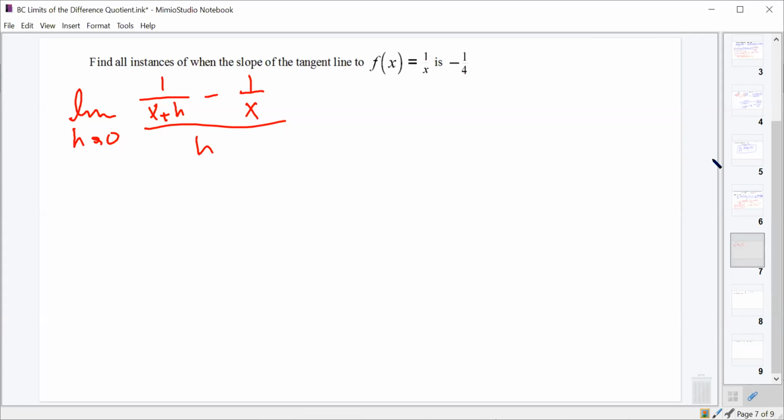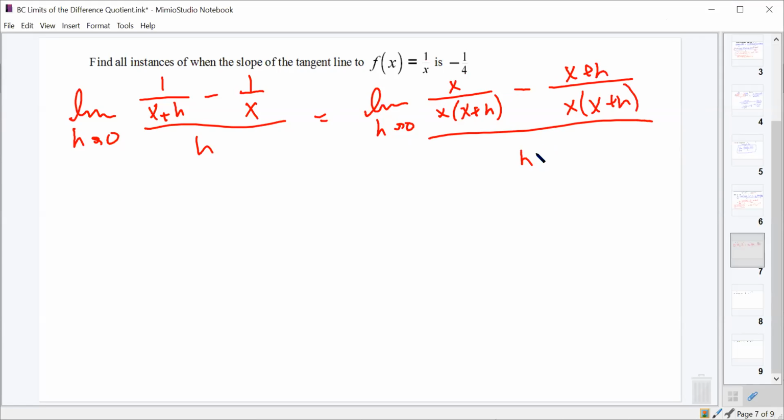Yep, good. So multiply by x over x, and multiply by x plus h over x plus h to get your common denominator there. It's all over h. And the x minus the x goes away, but the x minus the h becomes that negative h. So be extra careful about making sure you distribute that negative sign to both the x and the h over here. So we've got negative h over x times x plus h.